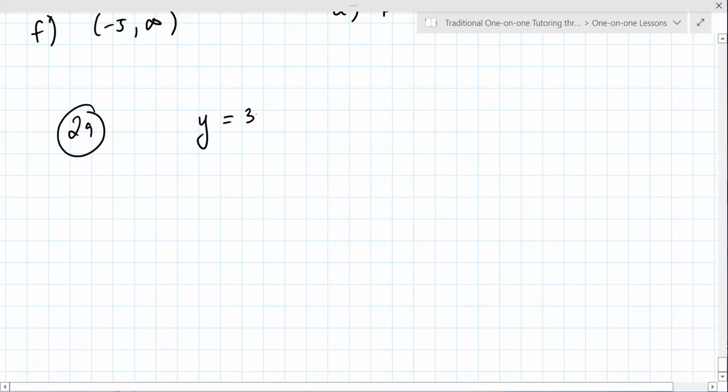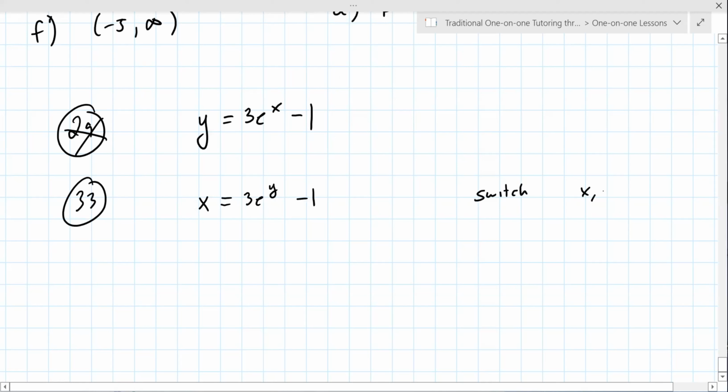Y equals 3 e to the x minus 1. Or actually, wait, I completely gave you the wrong one. I meant the inverse ones. I was going to tell you, the way you do this is an inverse. So actually, this is the same as 33. You switch x and y, and then you solve for y.